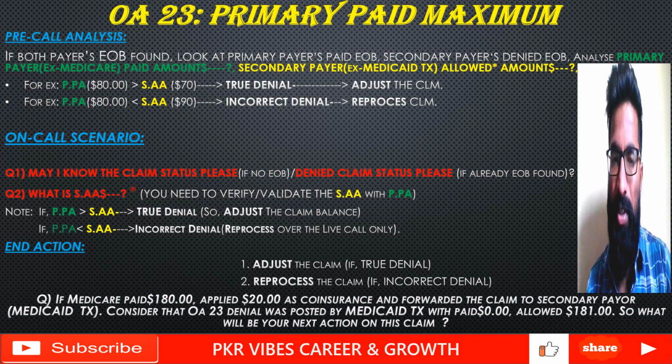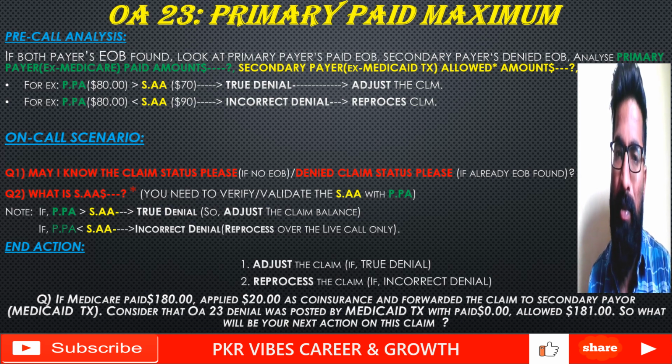So first we have to go to the pre-call analysis. For example, we consider that both EOBs are found, nothing but the primary insurance EOB, explanation of benefits, and the secondary denial EOB. So we have the primary paid EOB, and the secondary denial EOB also, with the denial posted and the paid amount already posted. As a pre-call analysis, you have to look at your primary insurance paid amount, how much it is, and also what the secondary insurance allowed amount is.